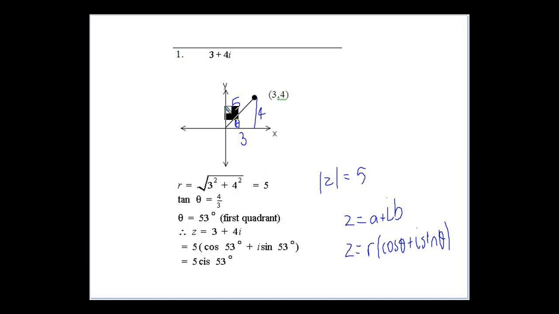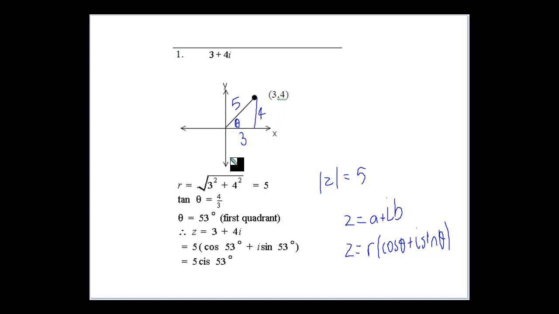So let's look at some examples of writing complex numbers in their modulus argument form. For the first one, 3 plus 4i. Again, let's draw a quick diagram just to see where it is. The point 3 plus 4i is in that position. So we go across 3, up 4.